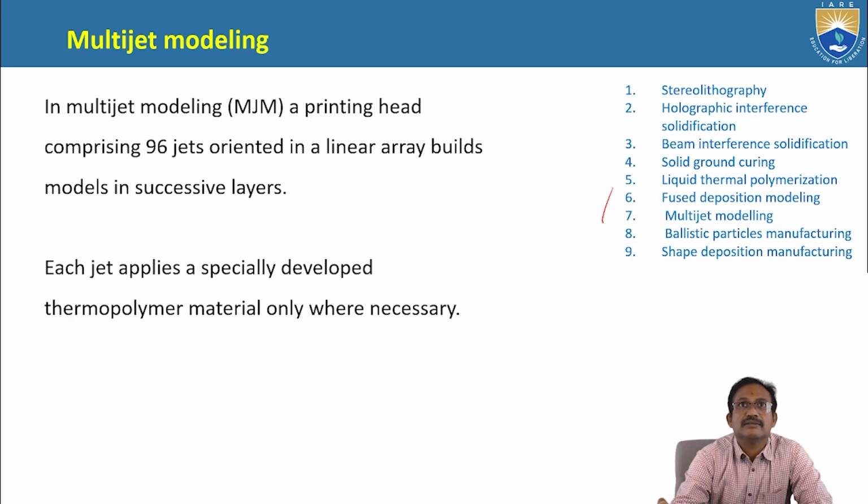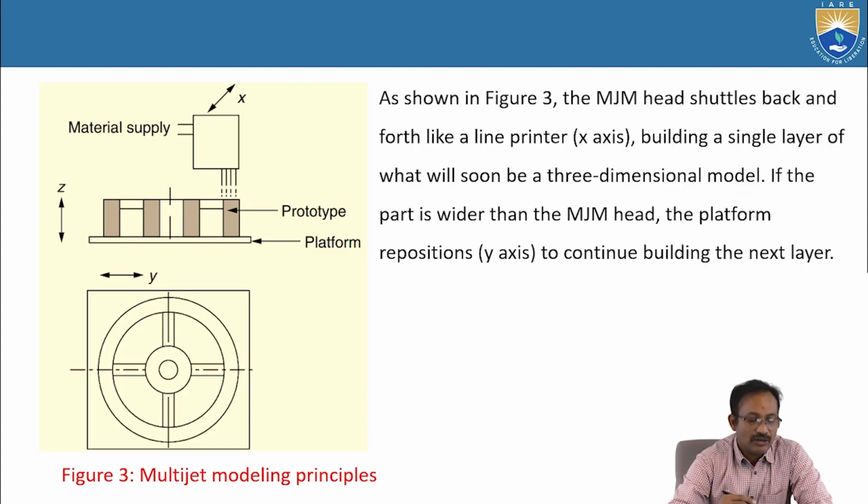In multi-jet modeling, in short MJM, a printing head comprising 96 jets oriented in a linear array builds models in successive layers. Each jet applies a specifically developed thermopolymer material only where necessary. Now look at the multi-jet modeling principles in this figure. Here, material supply. This is the prototype, this is the platform. Here the jet moves in up and down directions, so this can be the top view. It can be moved in this direction too.